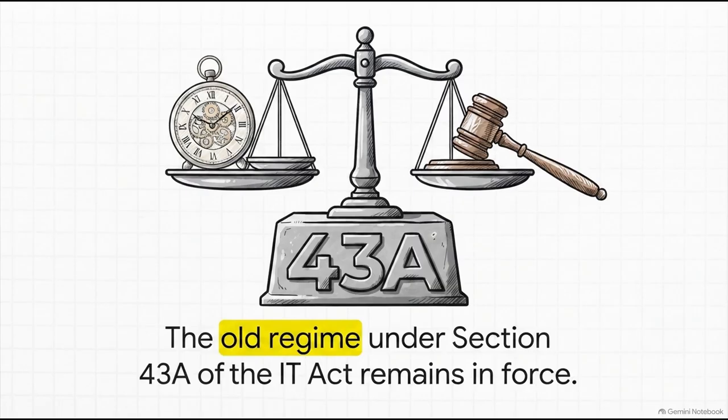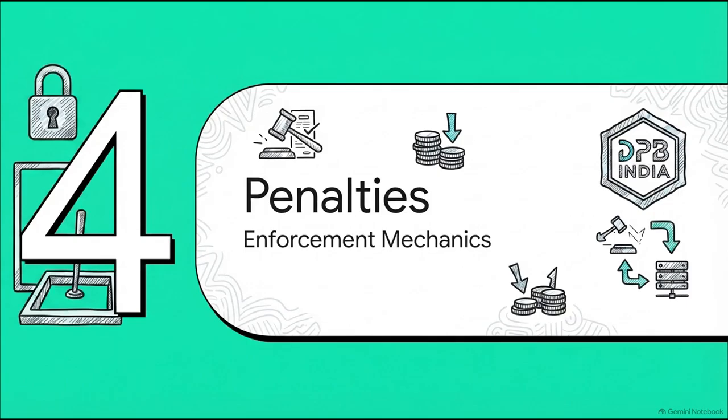So right now, companies are desperately trying to bridge the gap. They're having to comply with these legacy 2011 rules while simultaneously scrambling to build the massive IT infrastructure they'll need for the strict 2027 DPDP enforcement. And that brings us to Section 4.